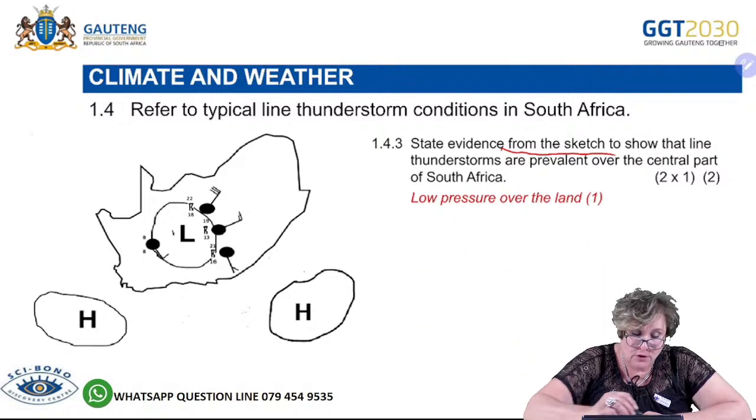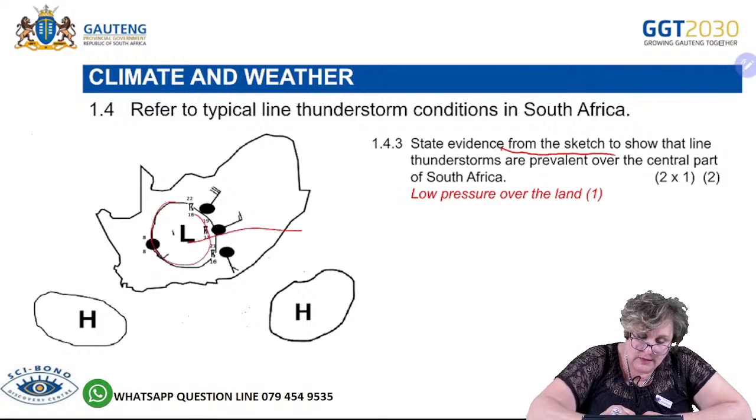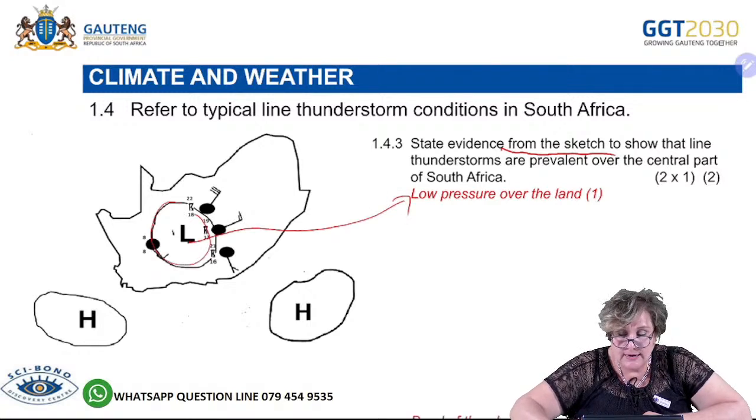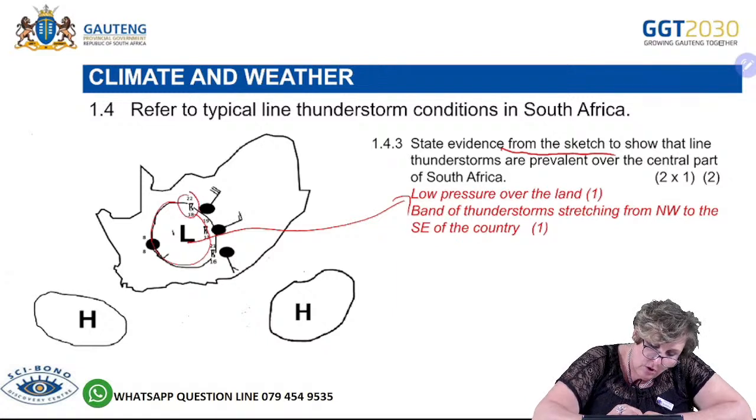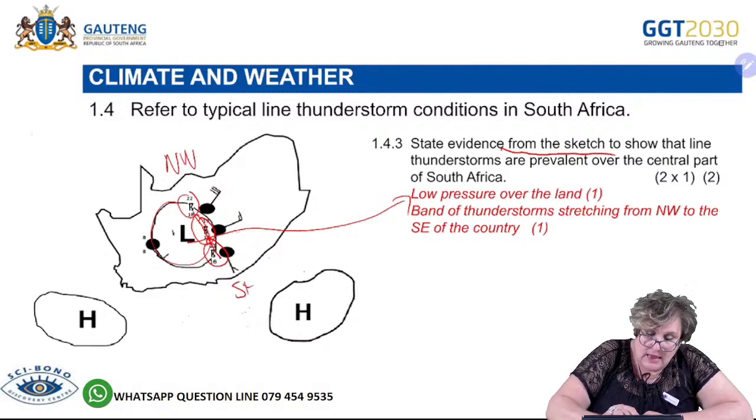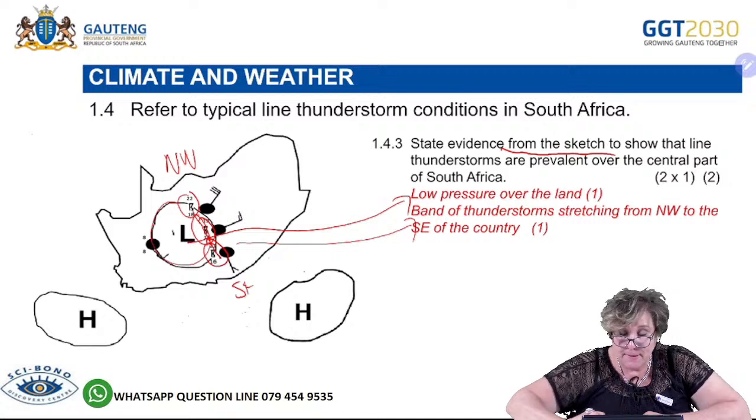There's a low pressure over the land. I showed you. There it is. The answer is there in the diagram. There's a band of thunderstorms stretching from northwest to the southeast. There they are. It's those ones. From northwest to southeast. Also on the map.